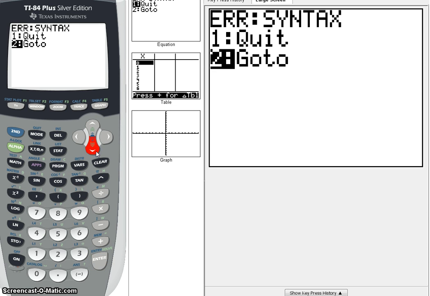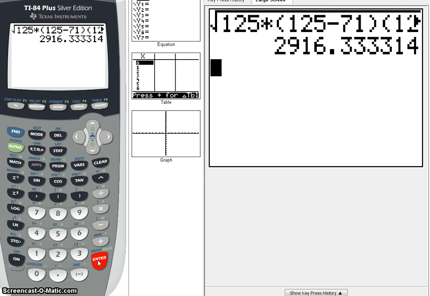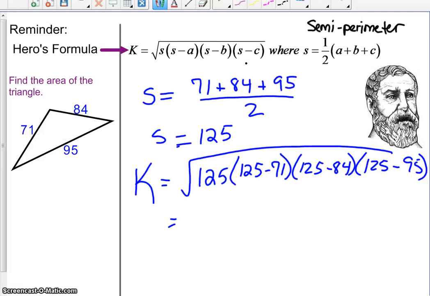Oh, I made a mistake. I didn't put enough parentheses in, I think. I have two multiplication signs there. Sorry about that. There we go. That should fix it. There we go. 2916. That's what I got for an answer here. So my answer here, oh, and I bet I put 83 for whatever reason.